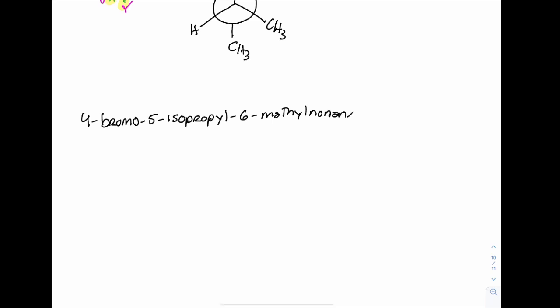Nonane. Okay. So big name. 4-bromo, 5-isopropyl, 6-methyl nonane. So I'm going to start with the parent. Non is 9. Ane is alkanes, so all single bonds. So I'm going to draw a chain of 9 carbons. I think that's 9. 1, 2, 3, 4, 5, 6, 7, 8, 9. Yeah. Kind of a trick.